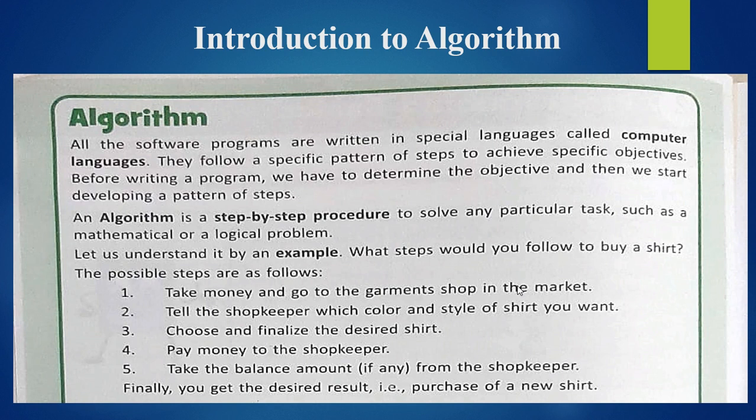For example, here they take one real life example. If you want to buy a shirt, what is the first step? All the 5 steps you have to follow in this order only. First step is take money, go to the garment shop in the market. Now this step cannot come at 5th number. You cannot write take money and then go to the garment shop at the end. This will not work. So you have to follow one particular order while writing the steps.